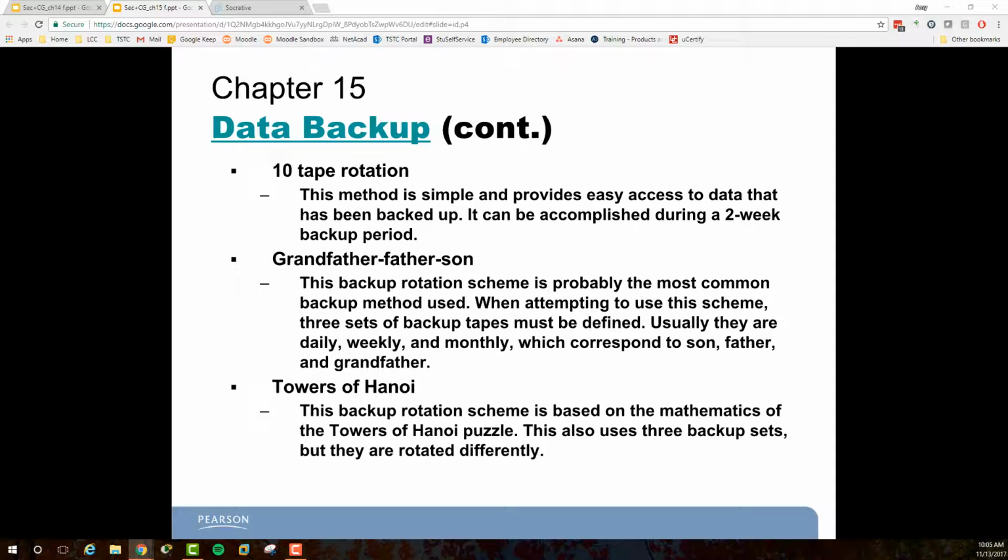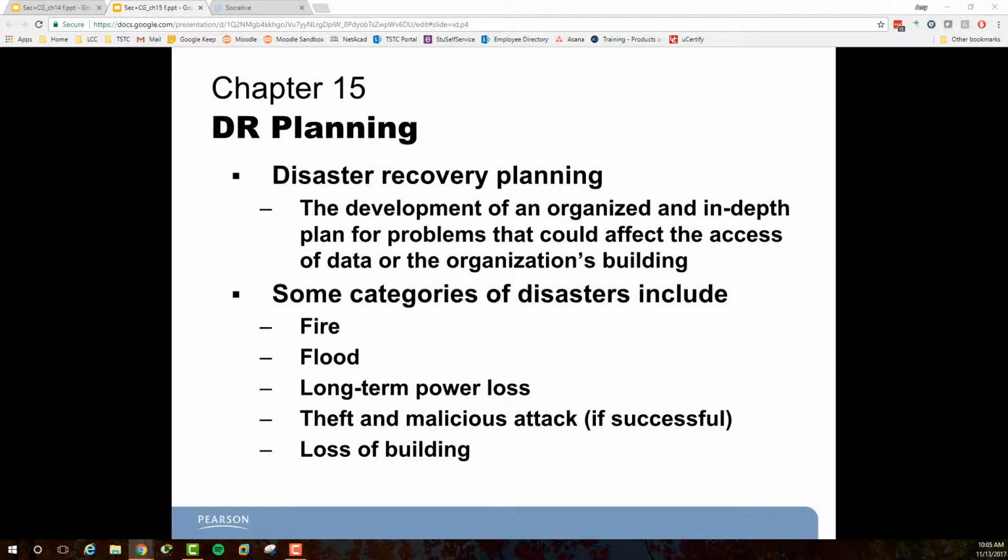The Towers of Hanoi is a little mathematics puzzle where there's three little pyramid-looking things of blocks, and you have to move them over and get them all in order, starting from smallest on the top to largest on the bottom, and you can't take any rings off it. That's common in the backup scheme. They use three different sets and they're rotated differently.